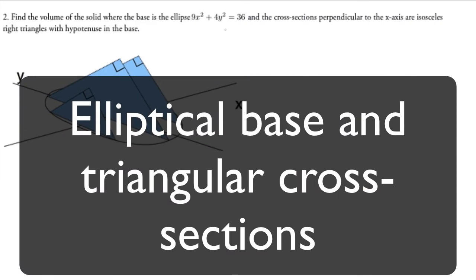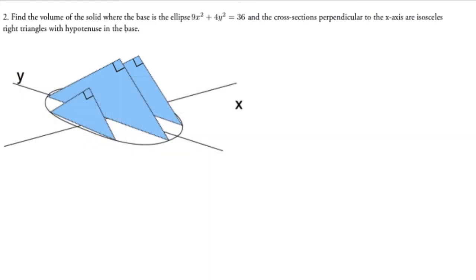Okay, so here we have a volume of the solid where the base is the ellipse 9x squared plus 4y squared equals 36. And the cross-sections perpendicular to the x-axis are isosceles right triangles with a hypotenuse in the base. So since they're isosceles triangles, that means that this side right here is going to equal this side right here.